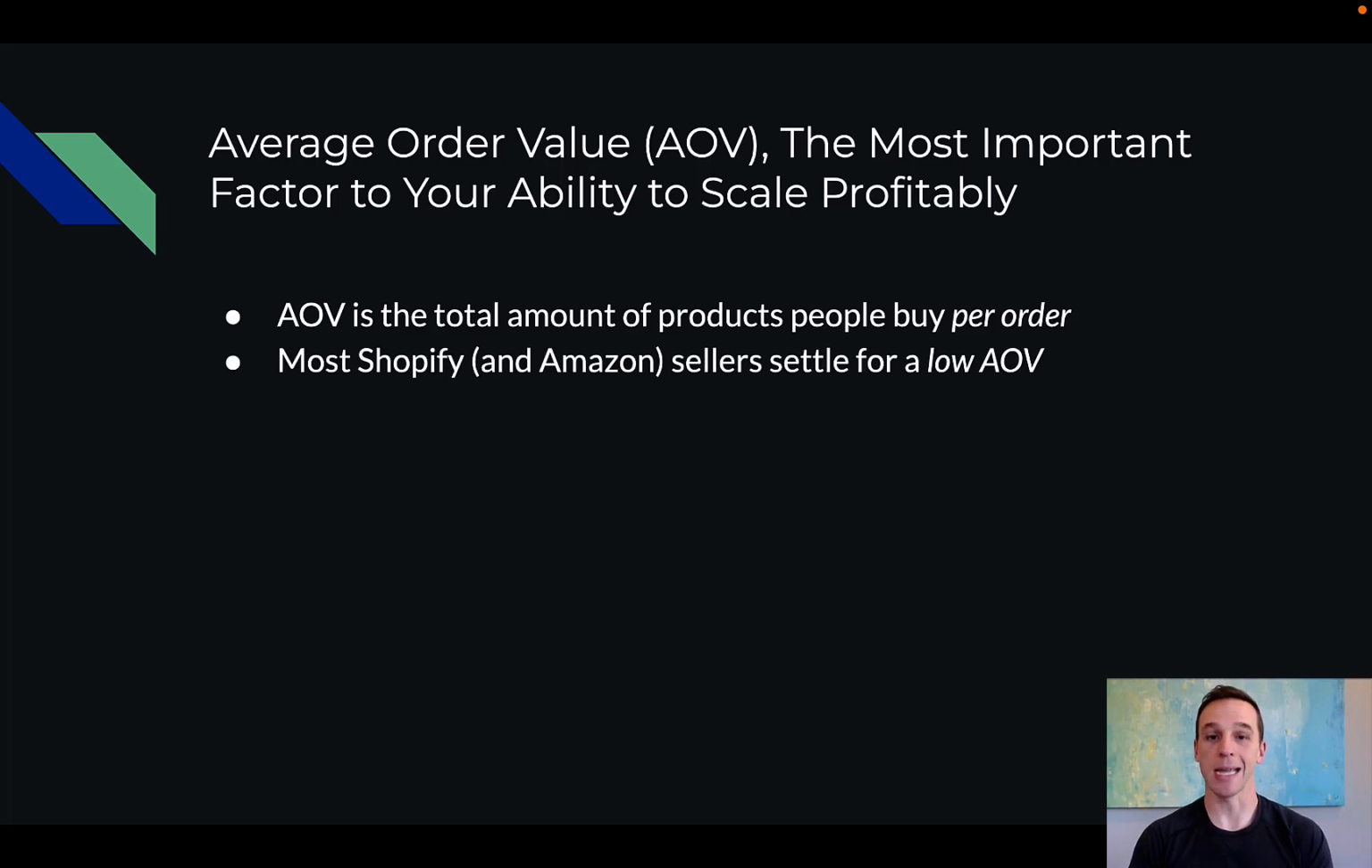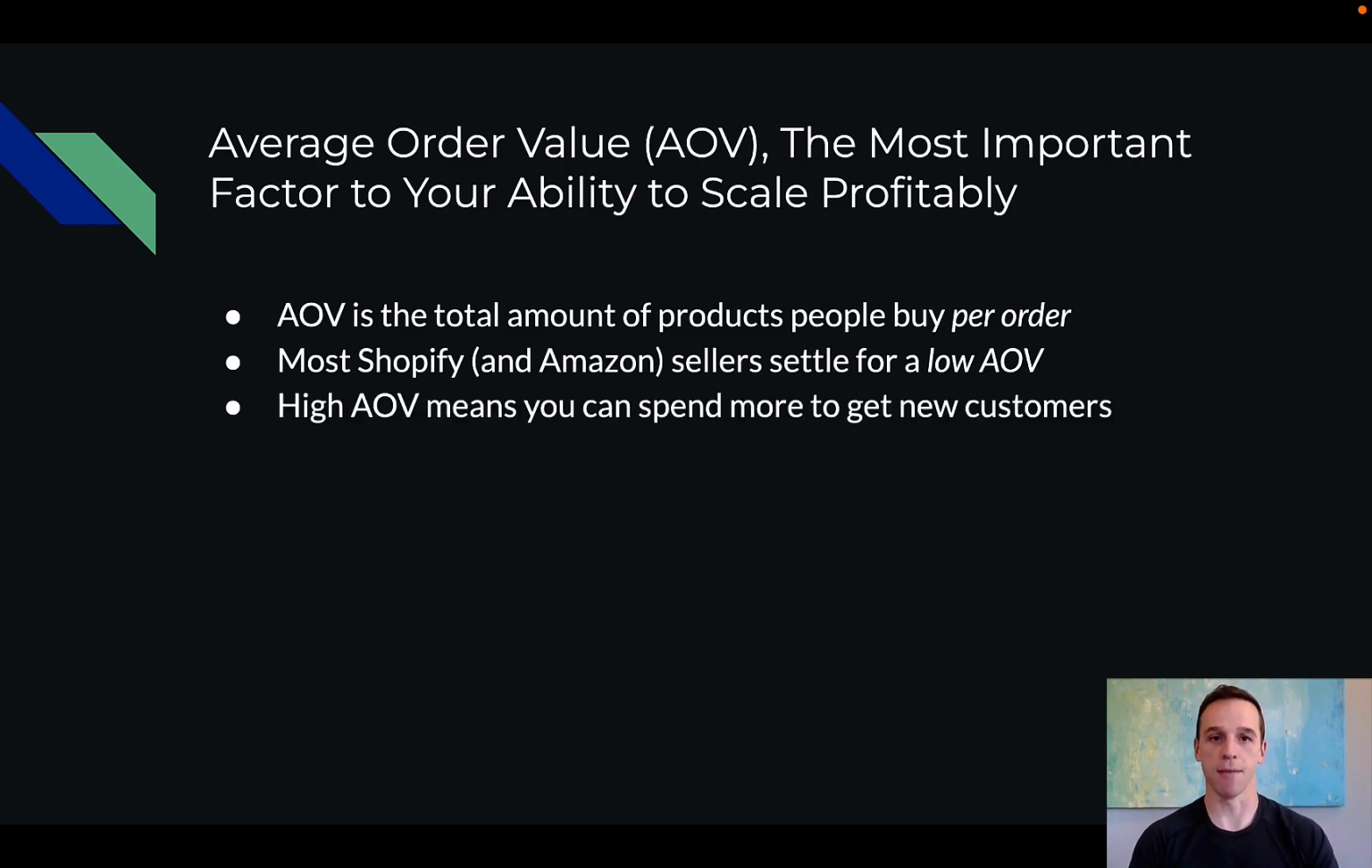Most Shopify and Amazon sellers, because you don't have many options on Amazon for this other than maybe coupons and some bundles and stuff, most Shopify sellers especially settle for a low average order value. They just throw products up on their store, try to drive traffic to a product page, people buy 1 unit here, 1 unit there, and they wonder why they can never scale their business, especially with paid advertising.